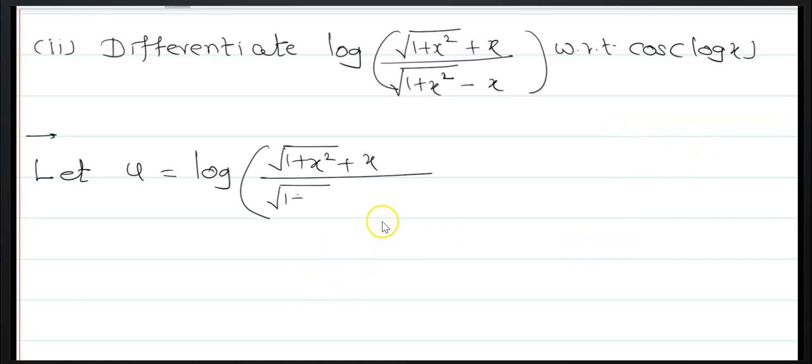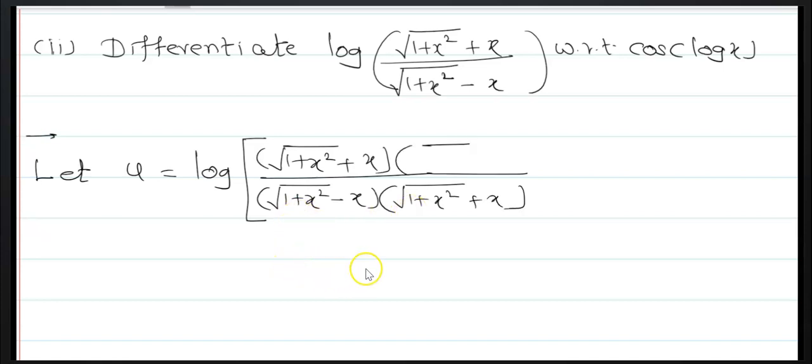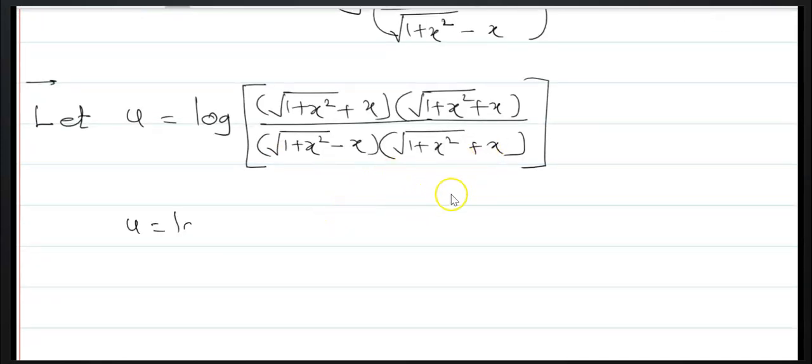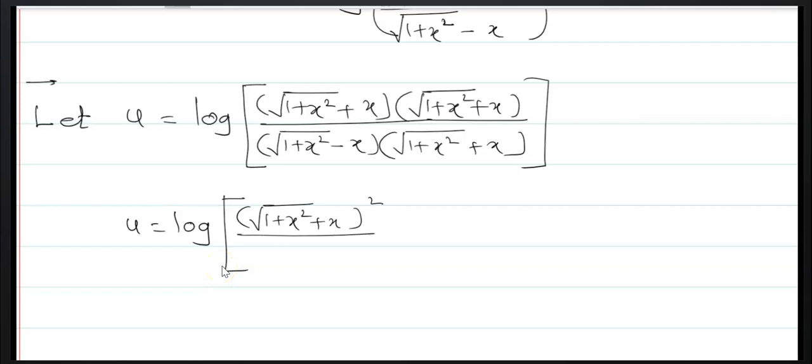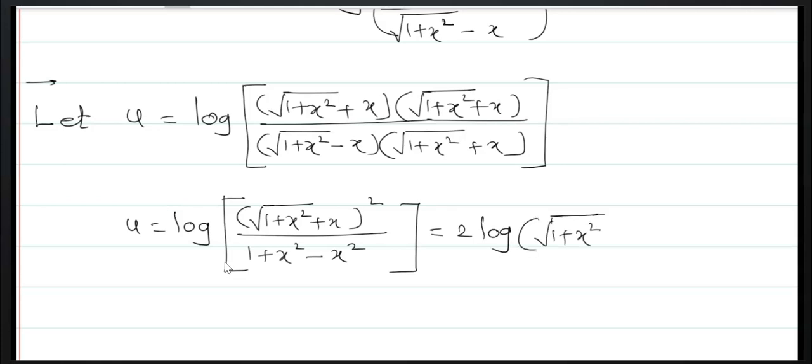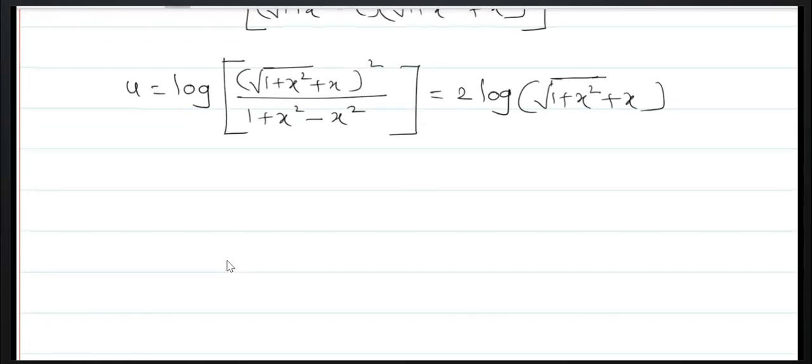Now u is equal to... In this case we will simplify this. We will multiply the numerator and the denominator by the conjugate of root of 1 plus x square minus x, which is root of 1 plus x square plus x. That is, u is equal to log of root of 1 plus x square plus x, the bracket squared, upon 1 plus x square minus x square. Plus x square minus x square get cancelled. You will get 2 times log of root of 1 plus x square plus x. Therefore, u is 2 log of root of 1 plus x square plus x.